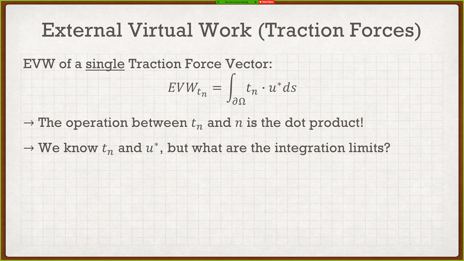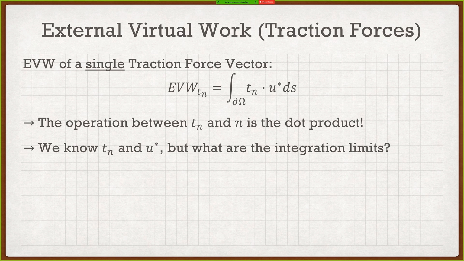So if we were to look at the external virtual work of a single traction force vector. I'm highlighting this as single because we're only looking at a single traction force vector right now, but you guys have 4 traction force vectors. If you look at the question, we have 4 surfaces on our plate. Therefore, we need a traction vector for each surface, and therefore we need to find the external virtual work of each traction vector on each surface. So I'm going to show you the process for just a single surface, and then you can apply it to the other 3 surfaces. It's actually the exact same process, so it's not going to be a problem at all.